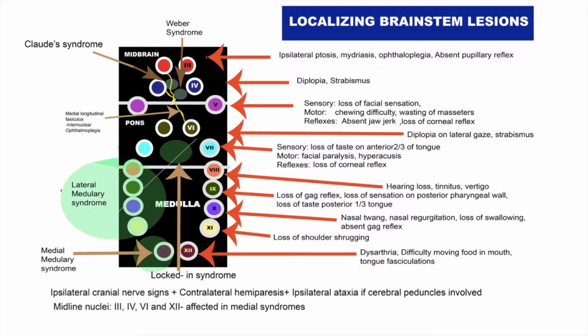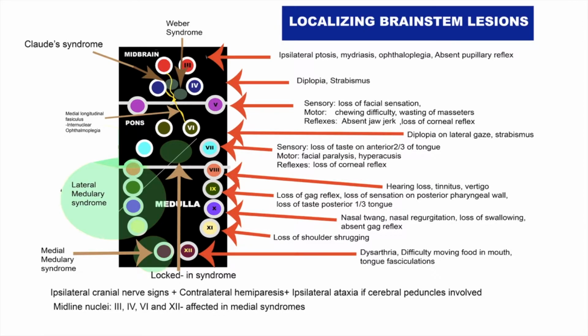Localize brainstem lesions by the cranial nerve nuclei or their fibers that are affected and the tracts that are affected in that particular region. Let us suppose this picture is an illustration of the brainstem. We have the midbrain on top, the pons in the middle, the medulla at the bottom.